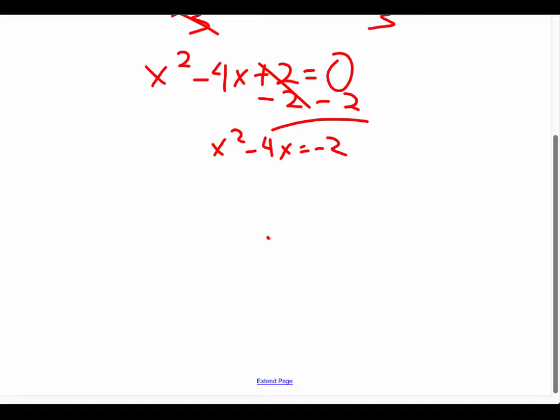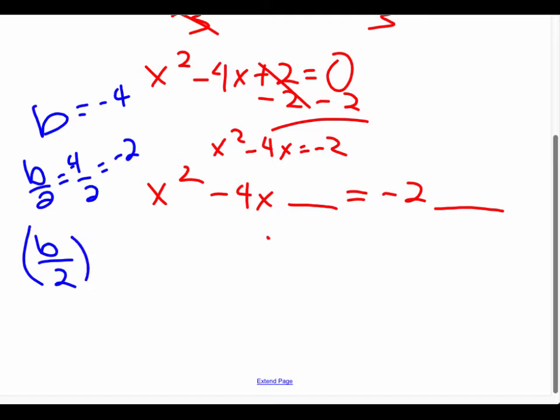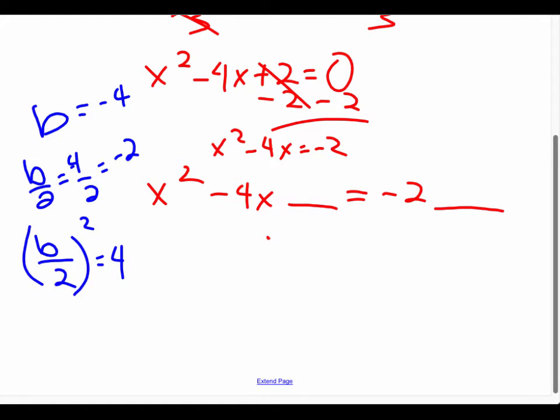Now, the next part of the algorithm is I'm going to add b over 2 squared to both sides. So b is equal to negative 4. b over 2 is negative 4 over 2, which is really negative 2. And then b over 2 squared is negative 2 squared, or 4. Does that make sense?